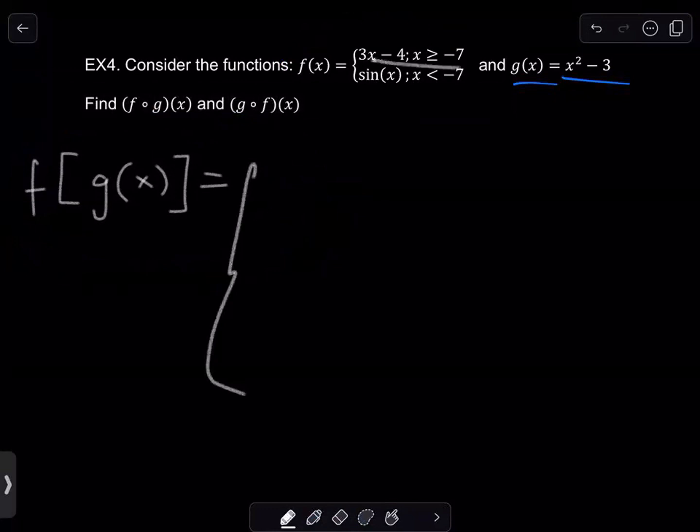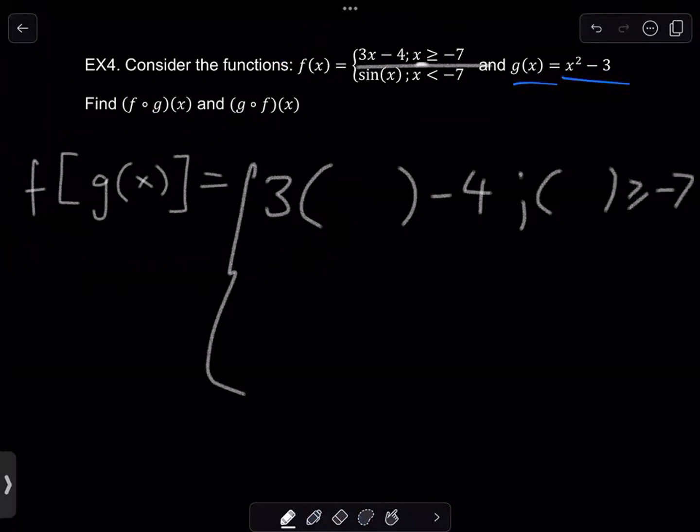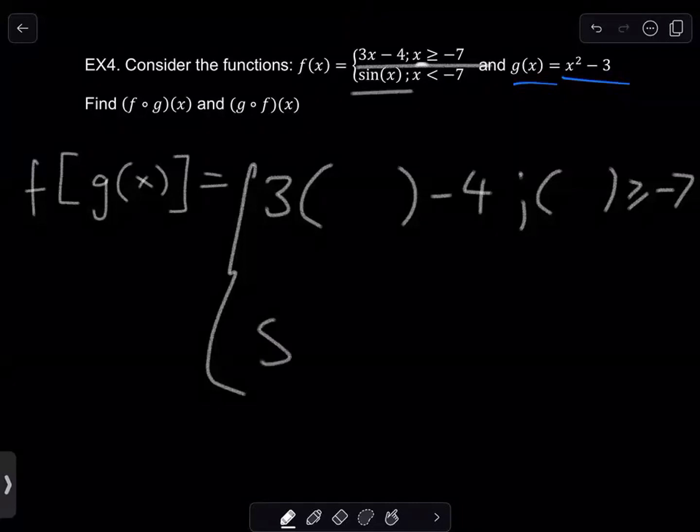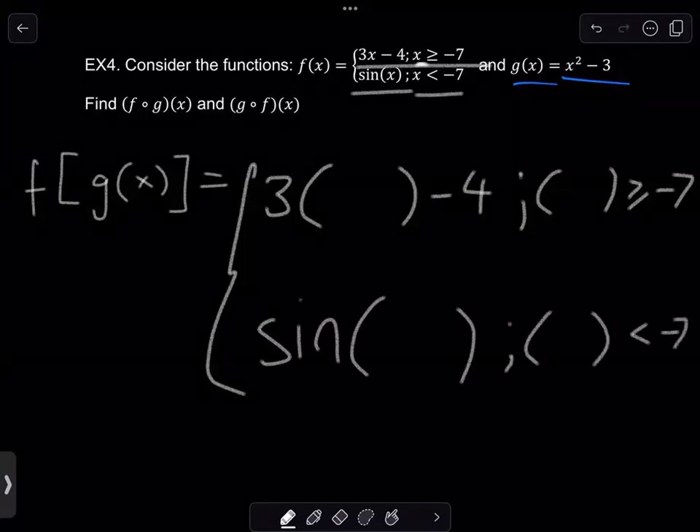Let's deal with the first part. Wherever I see an x, I'm going to write a bracket. We're going to have 3 bracket minus 4, and then we have the restriction or the interval, bracket. I have an x here greater than or equal to minus 7. And then let's deal with the second portion. We have sine of x, so sine of bracket. There we go. Let's make this bracket bigger. Whenever x, so we have an x there, so I'm going to have brackets less than minus 7.